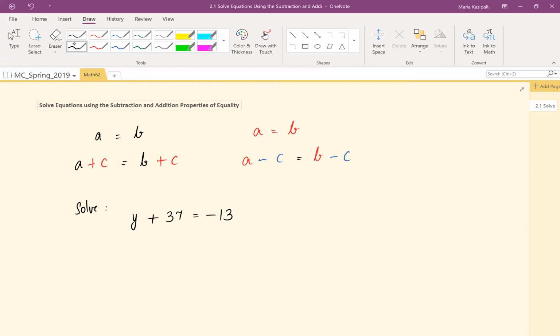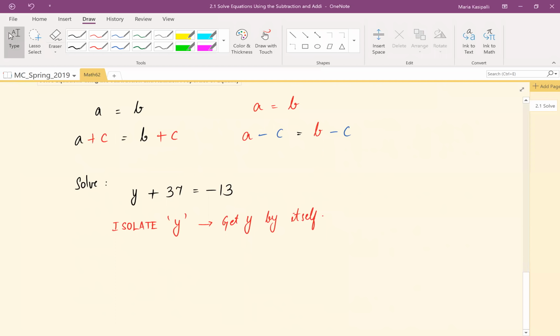So in this case, we want to remember to get y by itself. So I say isolate the variable y, which means get y by itself on one side of the equation. Now y is already on your left side, so we want to keep the y on the left side by itself, which means the plus 37 is in the way. The opposite of plus 37 is minus 37, because that's the only thing that will cancel it off, right? Plus 37 minus 37 is a 0, so they cancel off each other.